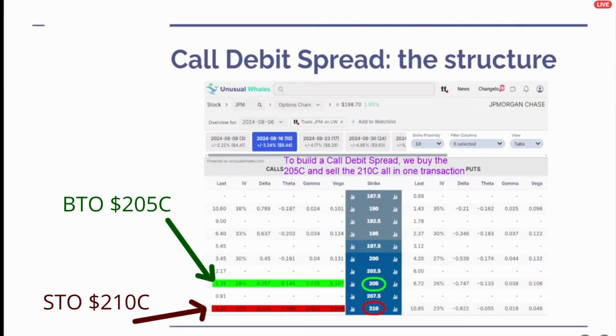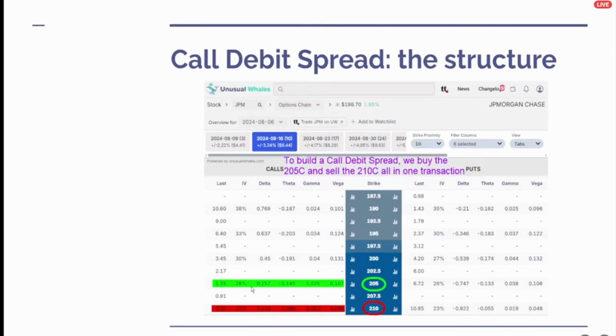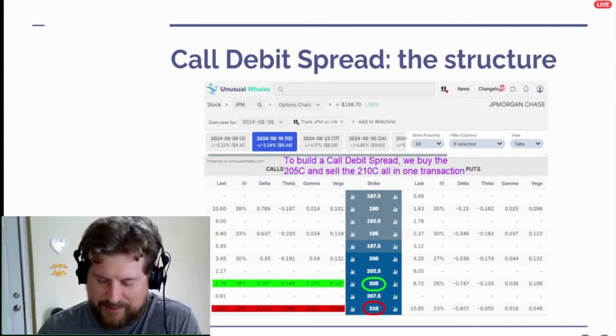At the time of this screenshot, which I'm sure changed throughout the day, the last traded price of the 205 call was $1.35, and the last traded price of the 210 call, the one that we'd be selling, is 50 cents. And when we go into this next slide, I'm going to refer to some of these other Greeks. I know some of you might fact check me, but I think I did a pretty good job of copy pasting those over.